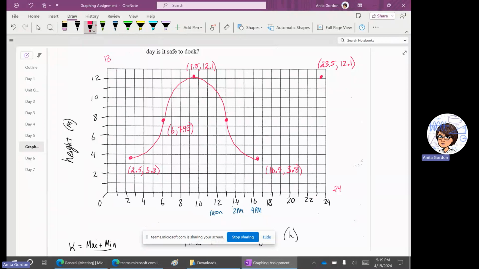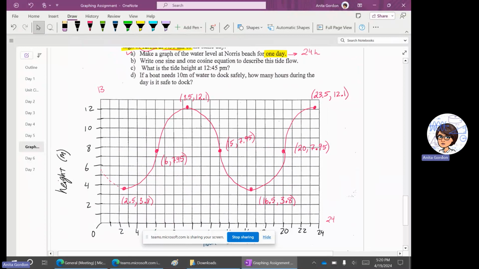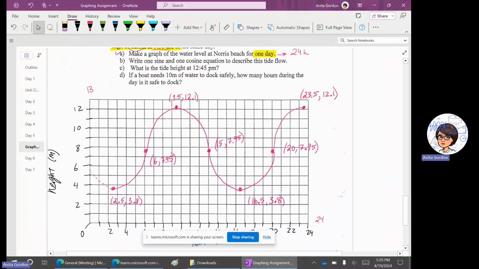I add another 3.5, brings me to 20. And there we go. So this is 15, 7.95, and this is 20, 7.95. So now I have the tops of the graph and the bottoms of the graph, and we can sketch in the rest of the graph here. So this is the representation of the depth of the water throughout one day. So part A, done.